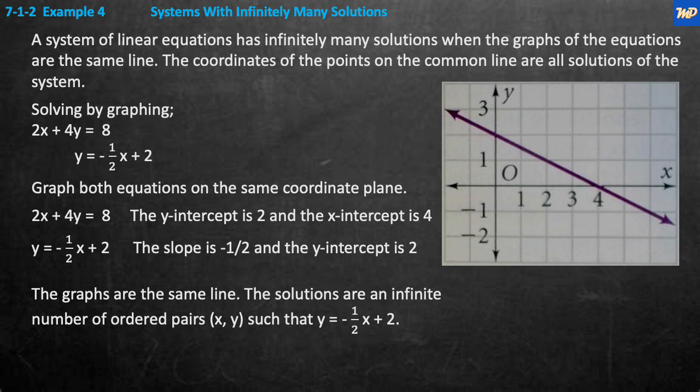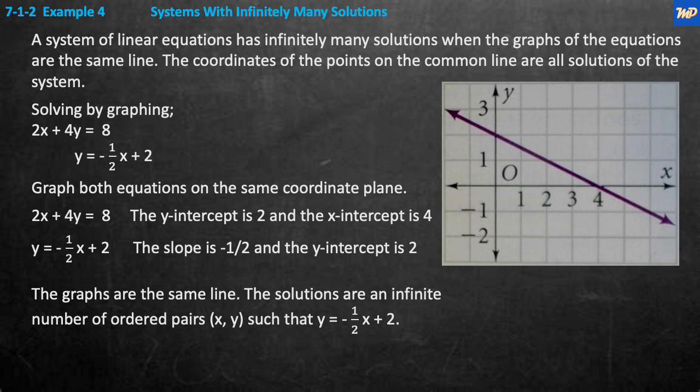Wonderful for determining the intercepts, and we'll talk about it here in a minute. The other form, y equals -1/2 x plus 2, is the slope-intercept form of the line. And that's good for determining the slope and also where it intersects the y-axis. So it says graph both equations. We have two equations there on the same coordinate plane.